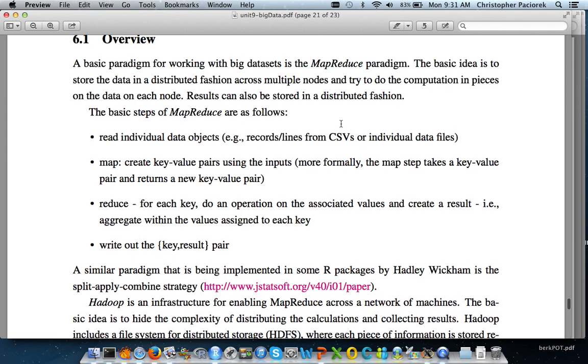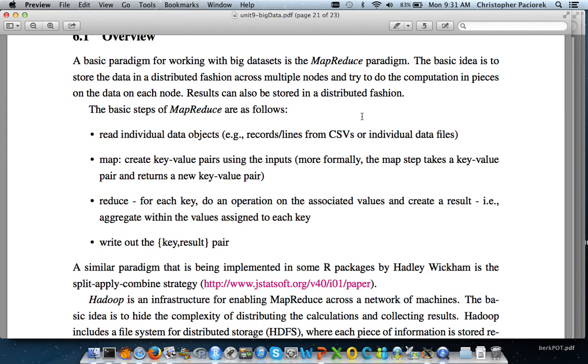So one way to think about the basic steps of this is that in a distributed fashion, you would basically read in individual data objects, and depending on what the data was, this could take different forms, but individual chunks of data. And then with each of those chunks, the idea is you take those inputs and you create key value pairs. So you're basically stratifying the data in some way.